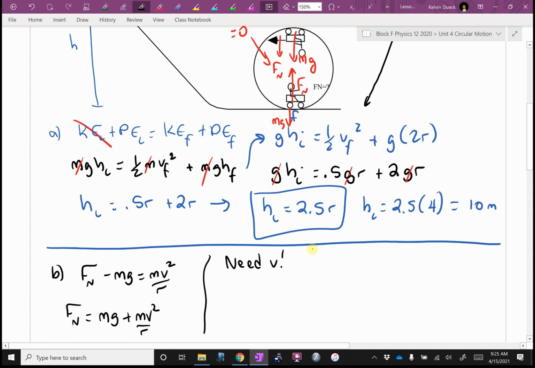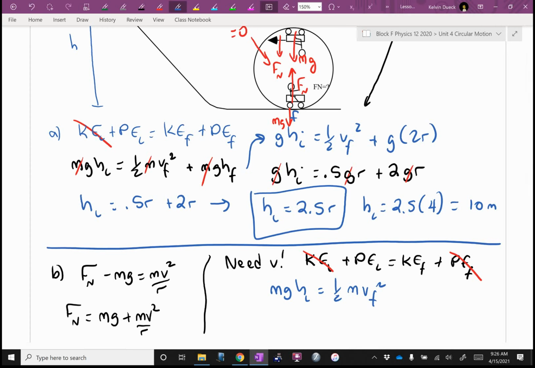Okay? So it's going to be kinetic initial plus potential initial equals kinetic final plus potential final. This one's a little bit nicer because we're starting at rest, and now we are on the ground, so I can cancel out potential energy final. I get this. mgh initial equals a half mv final squared. Are we still in the world of little kids and grown-ups? Yep.